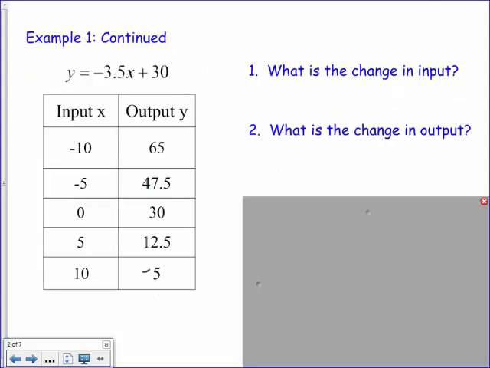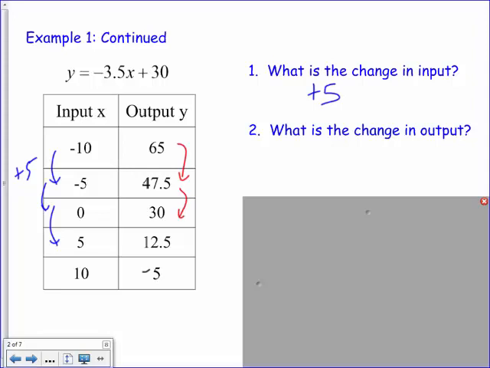So now let's take a look and make some conclusions about what we just found. What is the change in the input? What's happening as we go this direction? It's going up what each time? Plus 5, right? So our change in the input is positive 5. How about for the output?